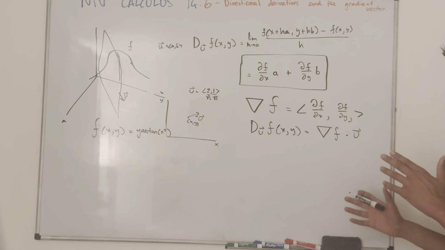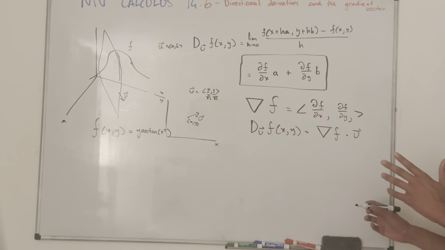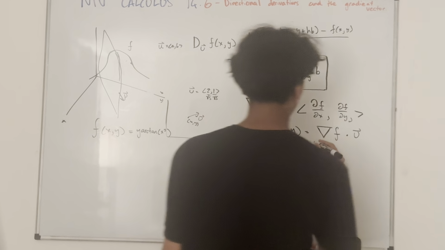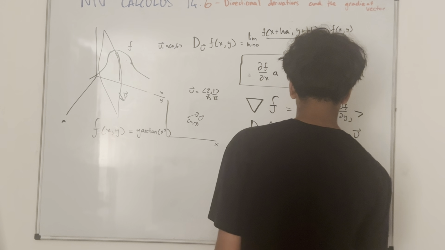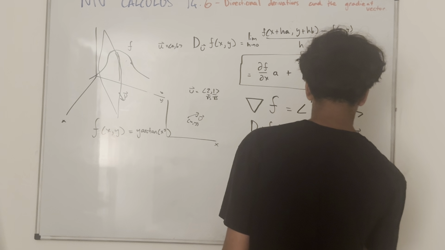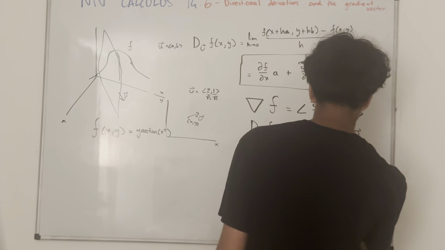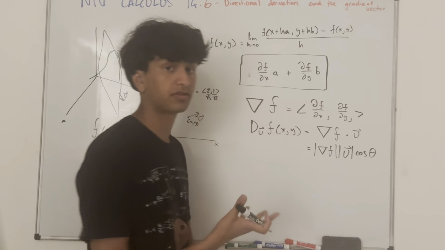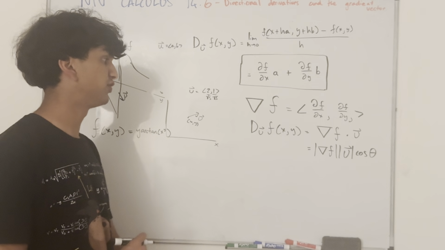We know that with this dot product definition, this ends up being the same thing as the magnitude of partial f times the magnitude of u times cosine theta. This is just the dot product theorem you probably learned in your first few days of Calc 3.